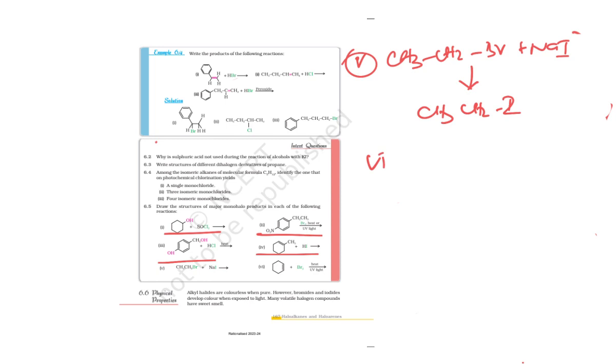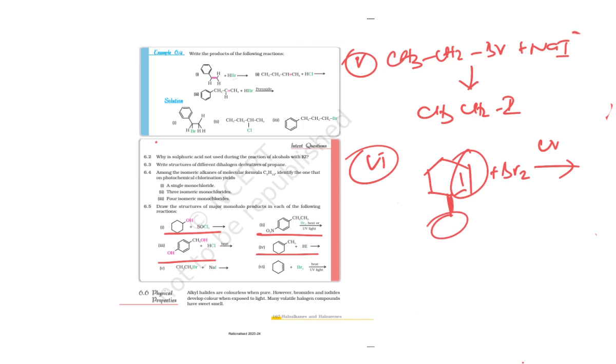In case of the sixth reaction, we know that this photolytic reaction is only possible where the carbon is sp3 hybridized. So the reaction is going to form here. Why not here? If it forms here, it is going to be your allyl halide. So allyl halide is more stable compared to other halides.